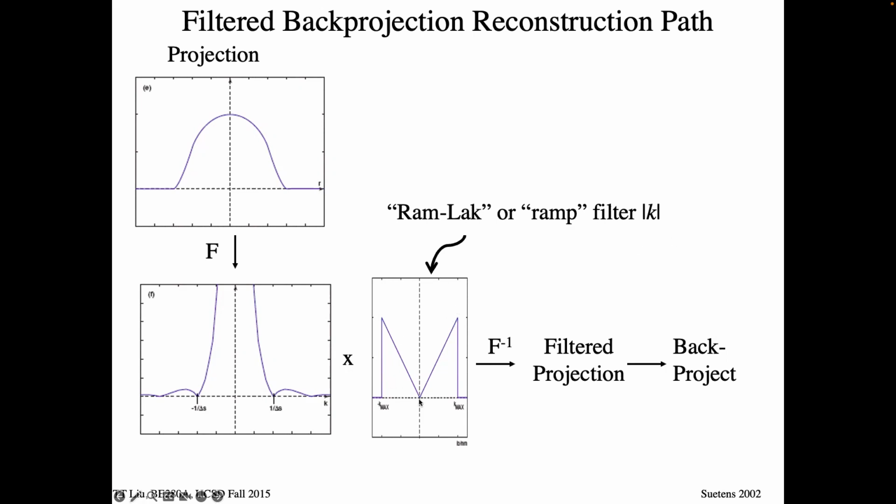So this filter is, if this is k in cycles per meter, and I move away from the origin such that my amplitude goes up linearly with k, I multiply this function by that, and take the inverse Fourier transform of that. I get what are called filtered projections. They don't look like this anymore; they're filtered by this thing. And I back project those.